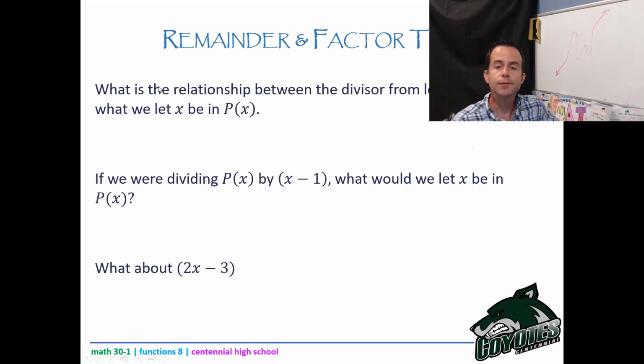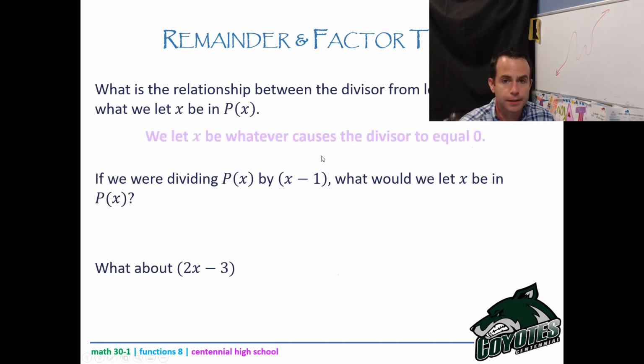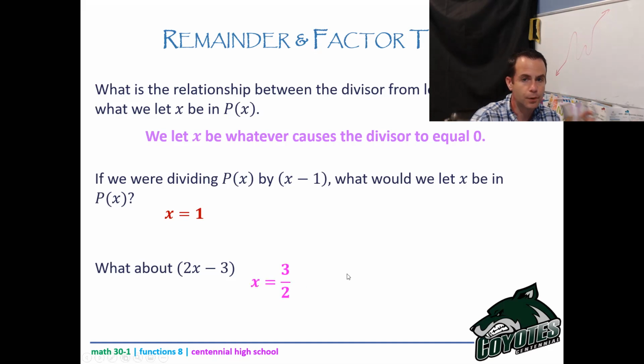Okay, so what is the relationship between the divisor from long division and what we let x be in P of x? I've said a couple times, whatever zeroes that factor out, right? We let x be whatever causes the divisor to equal 0. So what if we were dividing P of x by x minus 1? What would we let x be? We'd let it be 1. What about 2x minus 3? What's the value for x that would zero that guy out? That would be 3 over 2. Okay?